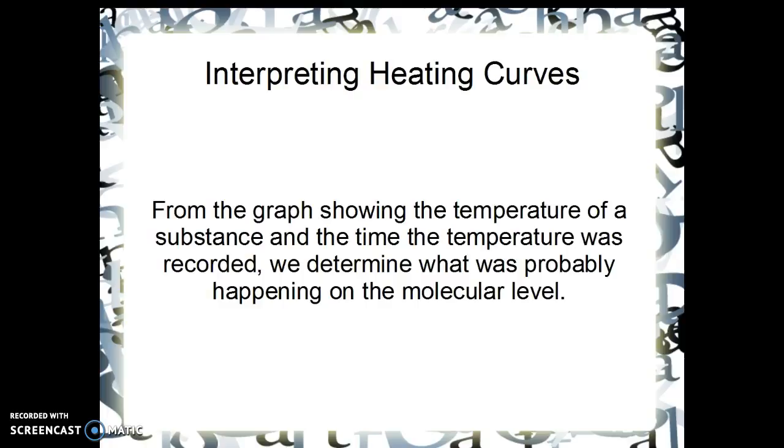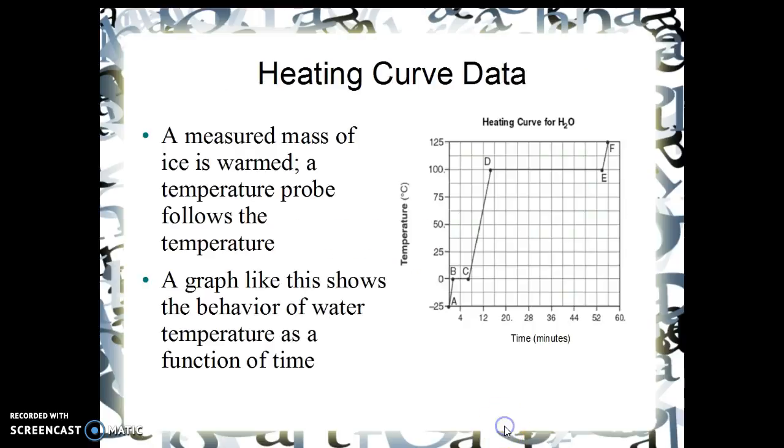If you have performed an investigation in which you took the temperature of ice as it heated up, went to liquid, and then eventually boiled, you may want to know more about what's actually happening. So we're going to show you how to interpret heating curves like that. And from the graph showing the temperature of a substance and the time the temperature was recorded, we can determine what was probably happening down on the molecular level that you can't see.